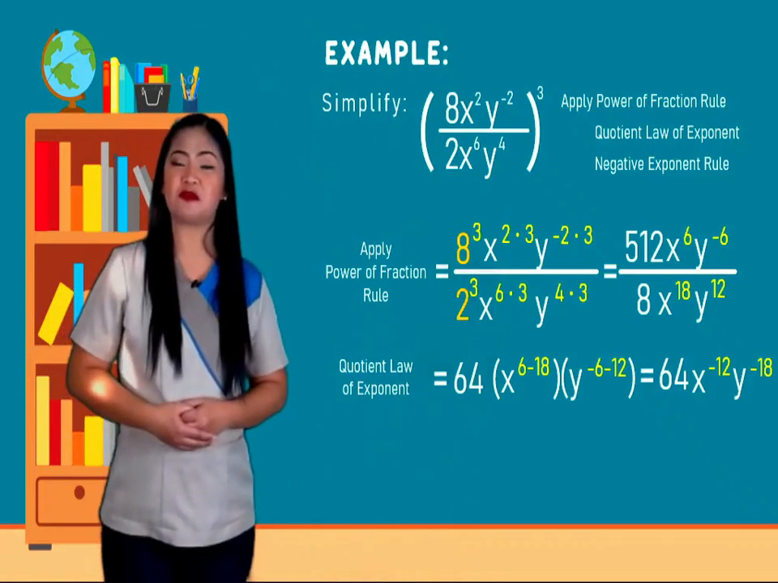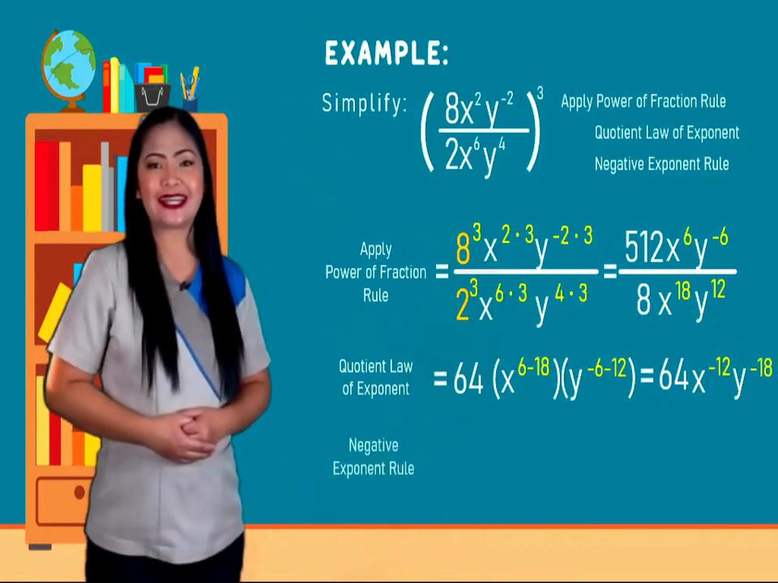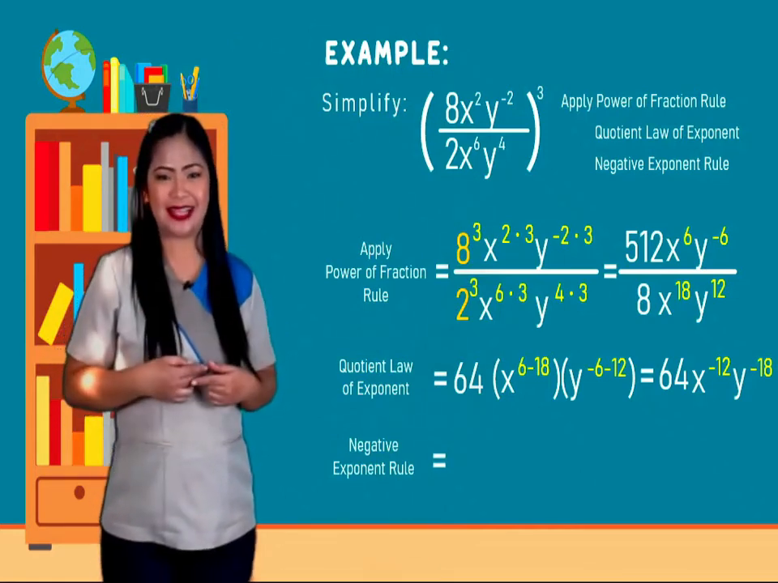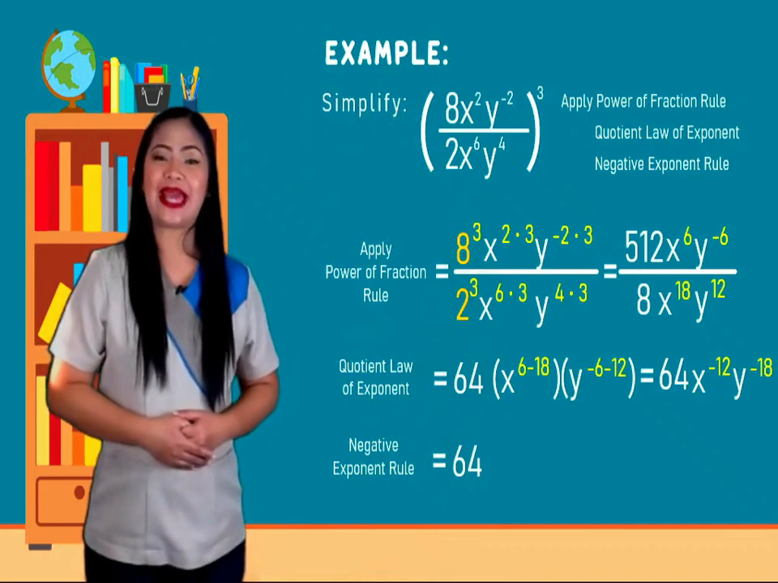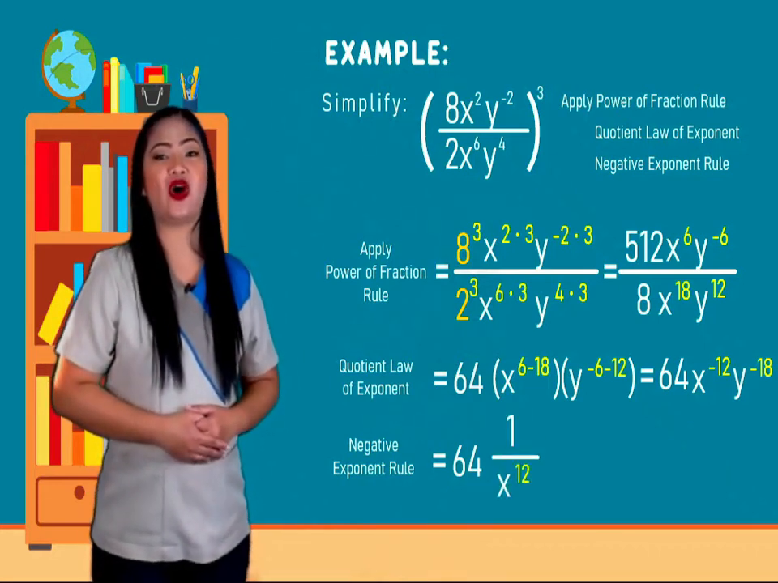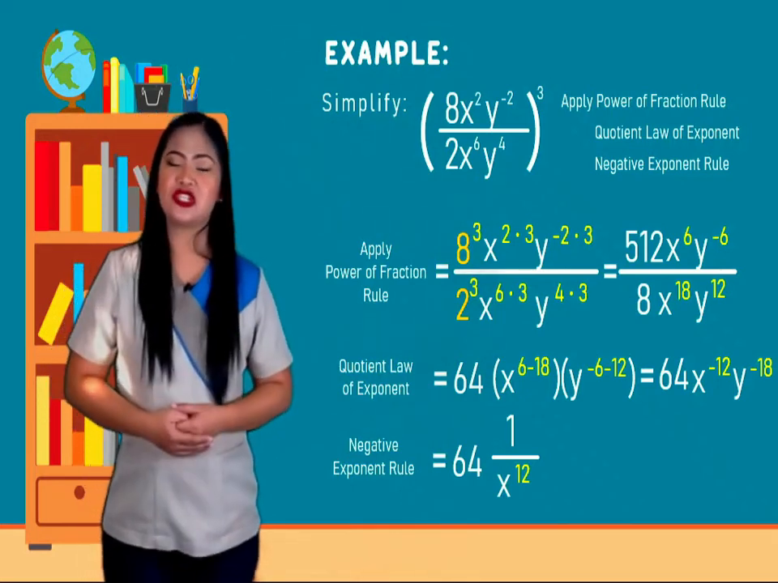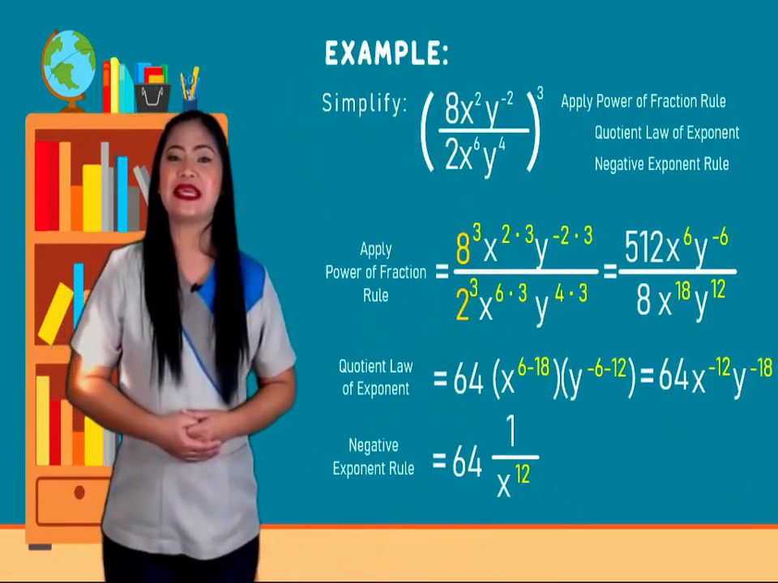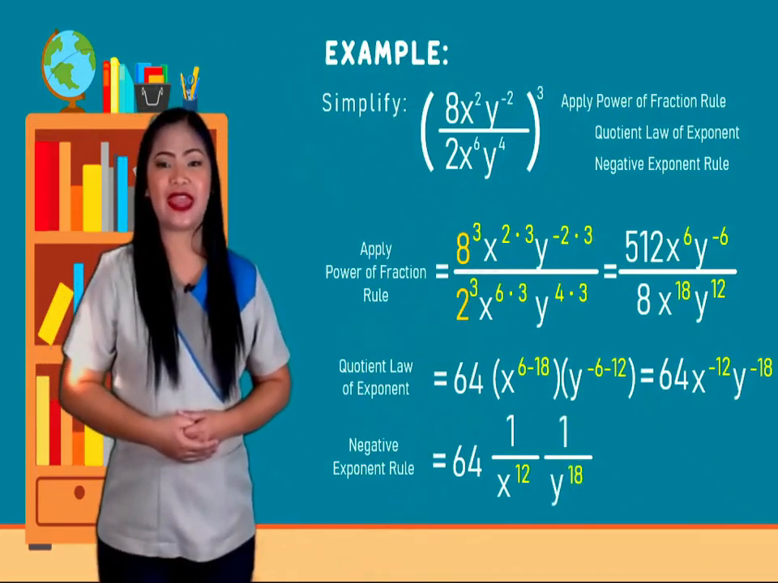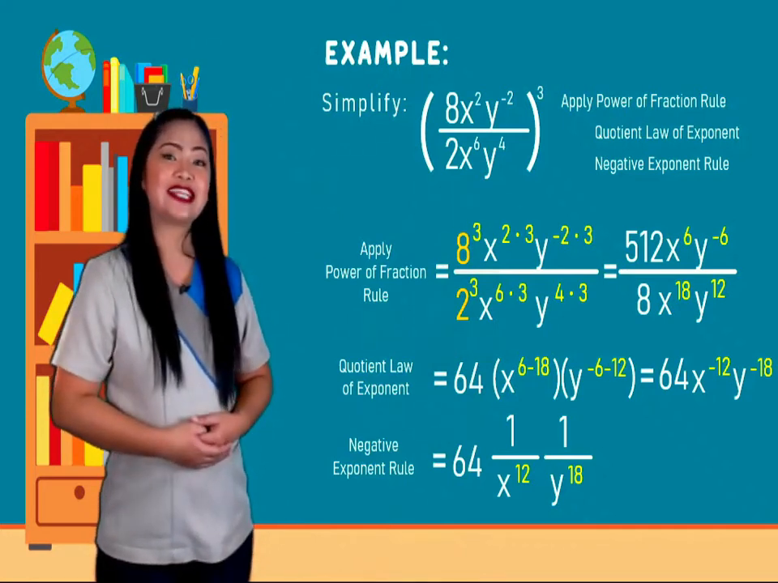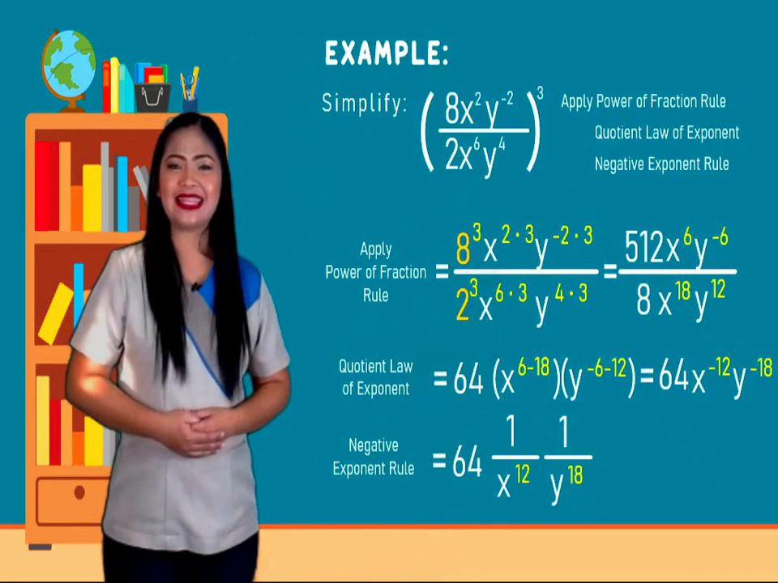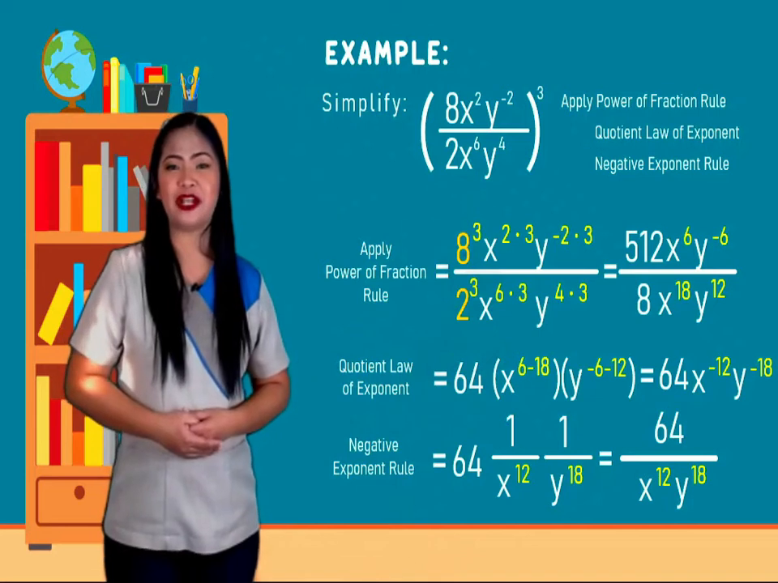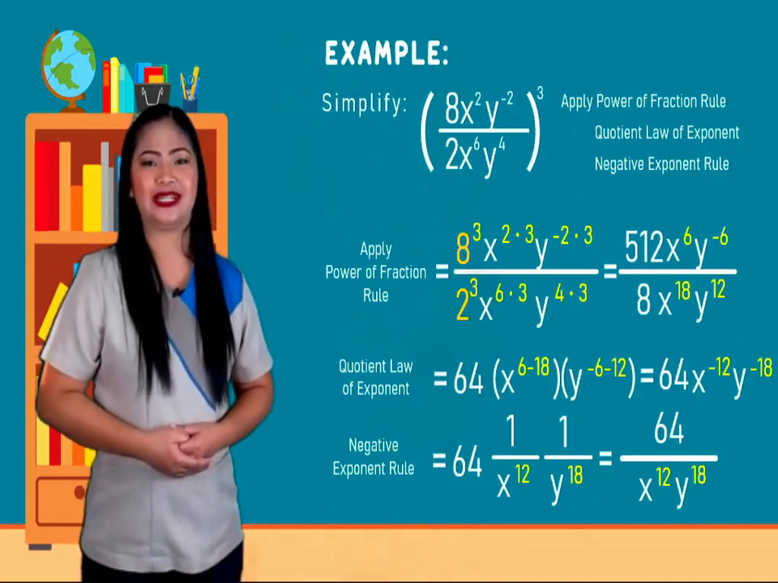Since we have negative exponents, we will apply the negative exponent rule. We need to make them positive by getting their reciprocals. Then, we will have 64 times the reciprocal of x raised to negative 12, which is 1 over x raised to the 12th power, times the reciprocal of y raised to negative 18, which is 1 over y raised to positive 18. Then, simplifying, we have 64 over x raised to the 12th power, y raised to the 18th power.